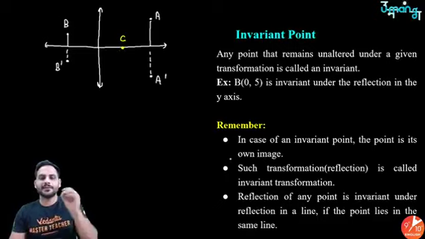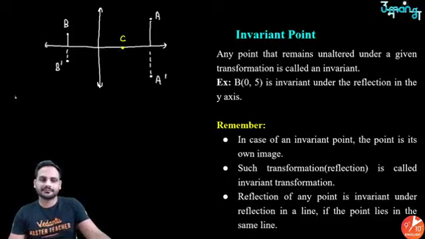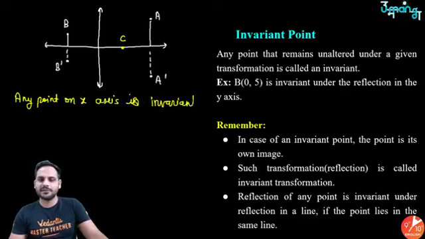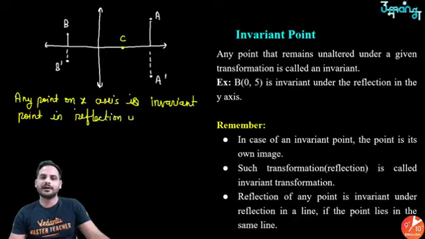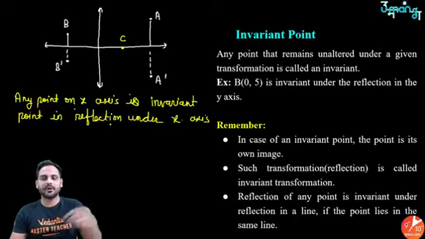So I can say that under reflection in the x-axis, any point on the x-axis is an invariant point. Invariant means its image coordinates are also the same as the coordinates of the object. When we are doing the reflection under x-axis, the points on the x-axis will be invariant.